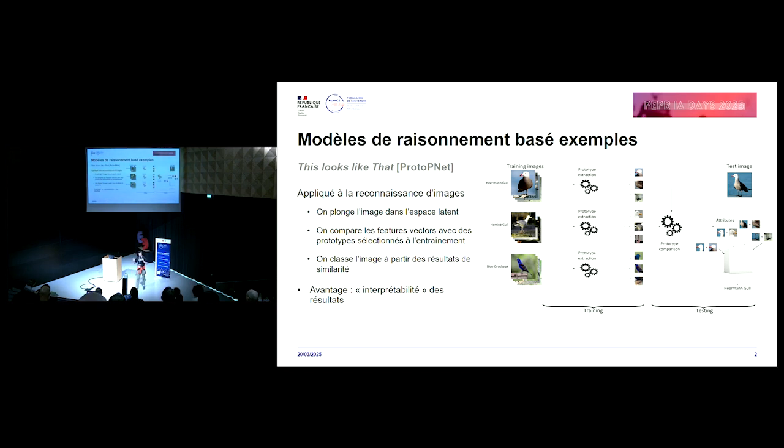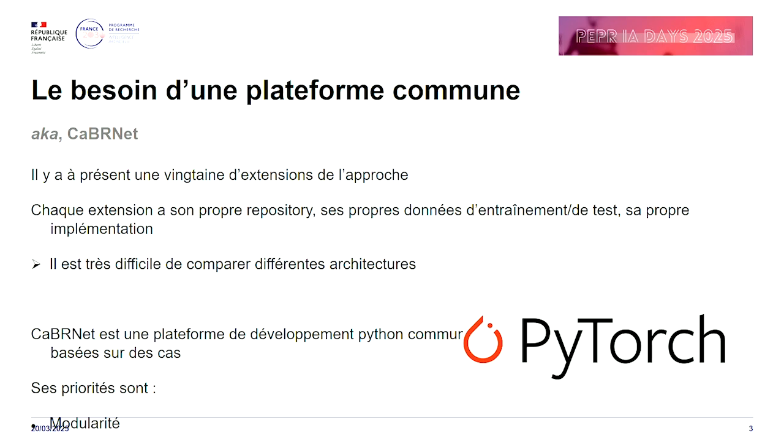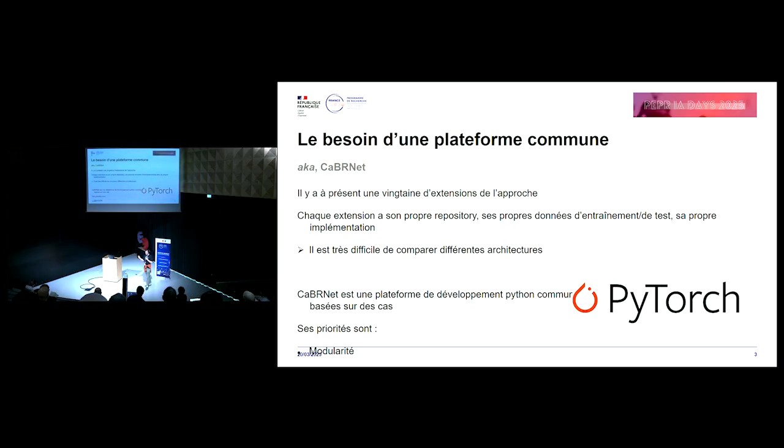But obviously the network doesn't know what a head is or anything. It's all done at training time, and it doesn't really need labels except for the class of each image. It's supposed to be interpretable because it comes with some sort of explanation: this looks like that. So this has been quite popular. There have been 20, maybe more, extensions to this approach. But the researchers who have been working on this have developed their own repositories. They've written their own algorithms. They use their own training sets.